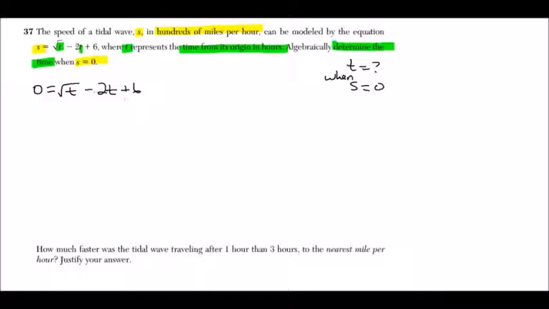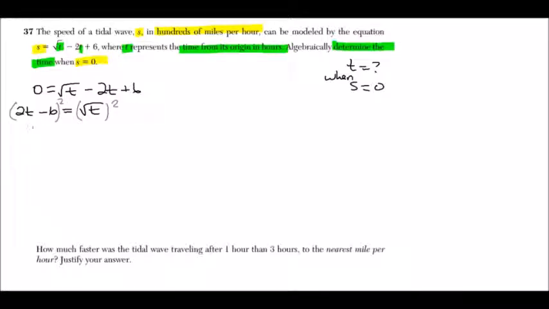So what we want to do here is get the square root of t by itself, because then we could square it to undo the square root. So to do that, I'm going to add the 2t and subtract the 6 from both sides. Now that I have the square root of t by itself, I can square it, and whatever I do to one side, I must do to the other.